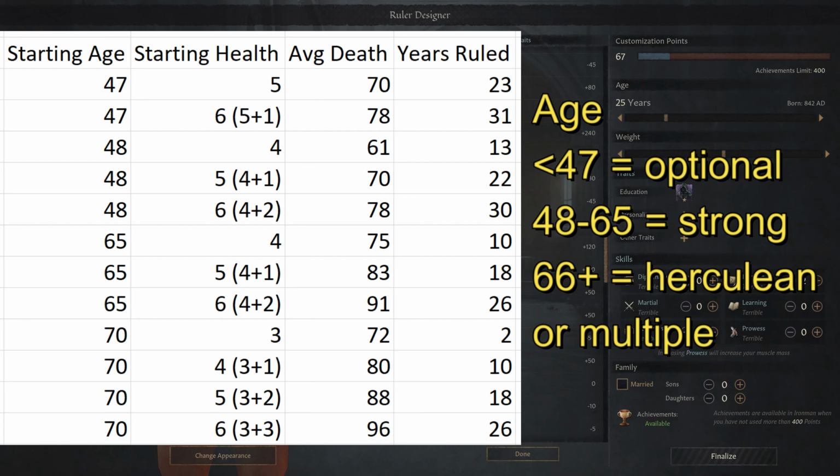Note that all these estimated death ages are just if you don't do anything extra to extend your life. The hunter trait and other things can be reliably gotten and extend your life even further. I have an entire video on how to extend your life if you'd like to watch it later.